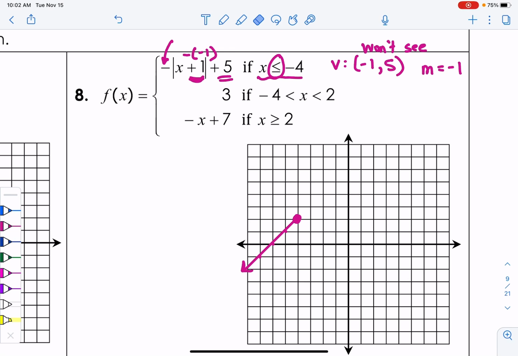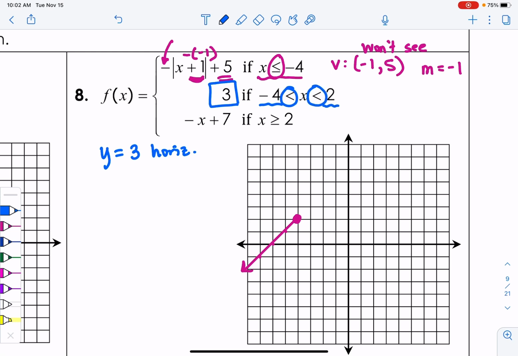Let's go ahead to the next piece. The next piece just gives us 3. Remember, that just means we have y is equal to 3. That means we have a horizontal line, and it's going to start at -4 and end at +2, and they're both going to be open circles.